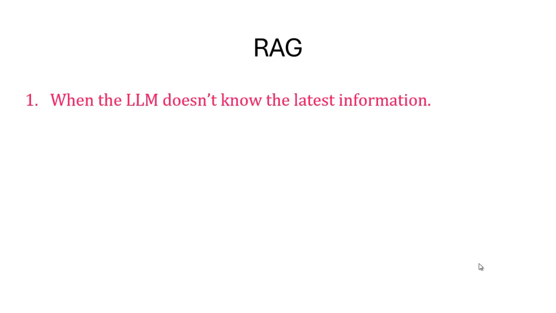First, when the LLM does not know the latest information. For example, if the model was trained long ago and the user asks about something new or updated, the model cannot answer correctly because it has no recent data.